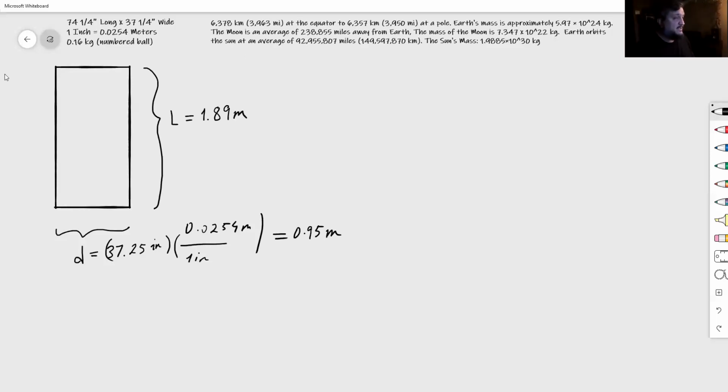meters. Okay, and I'm using 3 balls, one here, another one here, and one over there. These are 0.16 kilograms each. Now, the goal is to find the force on this one, and after that, let's find the force on the one in the other corner.